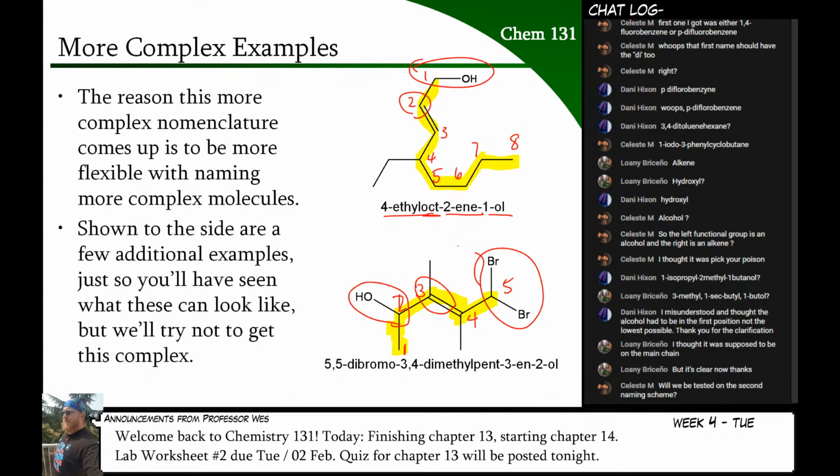So the only reason that I'm showing you this naming scheme is just to let you know this exists and this is why. We're not going to do molecules this complicated. I'm not going to give you any molecules that have double bonds and alcohols together. We're just going to do one or the other because I have enough stuff to test you on. Don't worry about it.